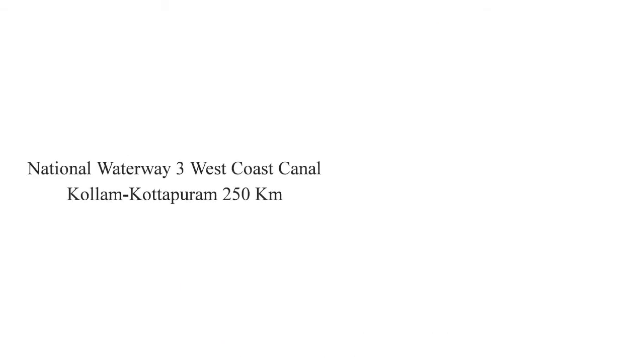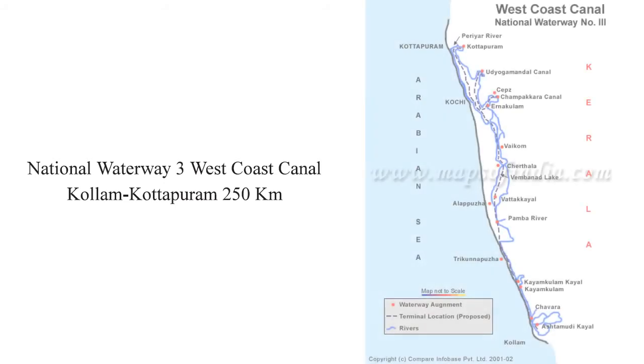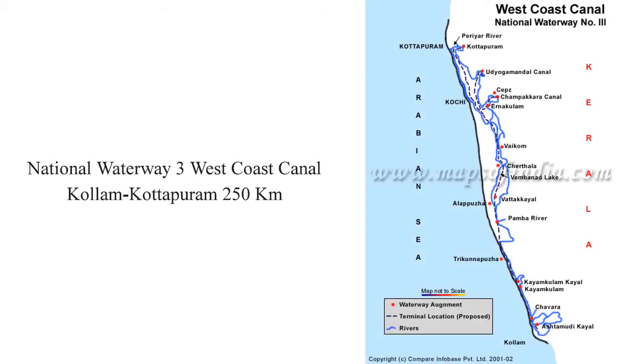Next is national waterway number 3, that is the West Coast Canal from Kollam to Kottapuram. The distance is 250 kilometers. As the name suggests, it is on the western part of India. You can see at the top Kottapuram and at the end you can see Kollam. So it starts from Kottapuram, ends at Kollam.